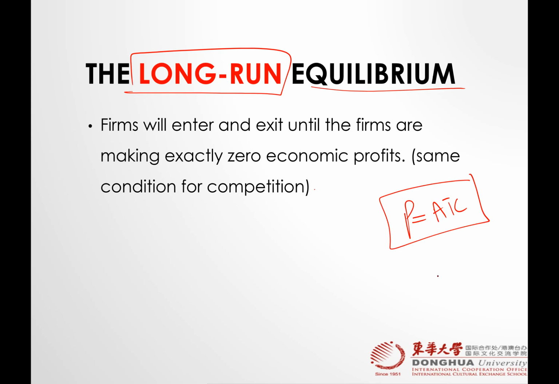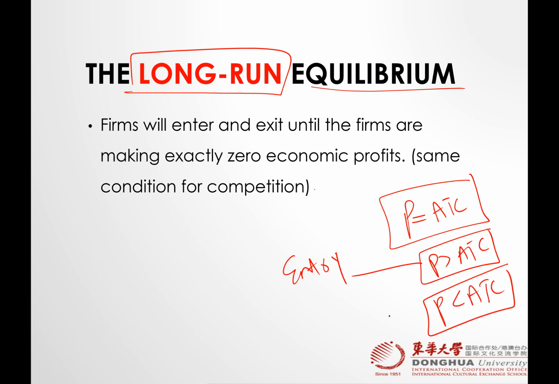Why? Because if price is greater than average total cost, what will happen? This is the entry condition. New firms will enter the market. If price is less than average total cost, this is called the exit condition, and firms start exiting the market. So in that case, we have only one option left: the firm will stay for a longer period of time in a condition where price is equal to average total cost.